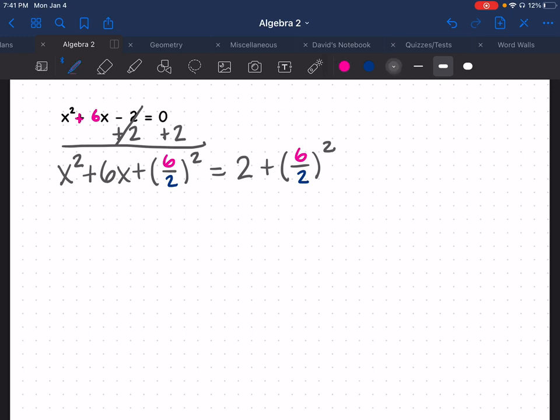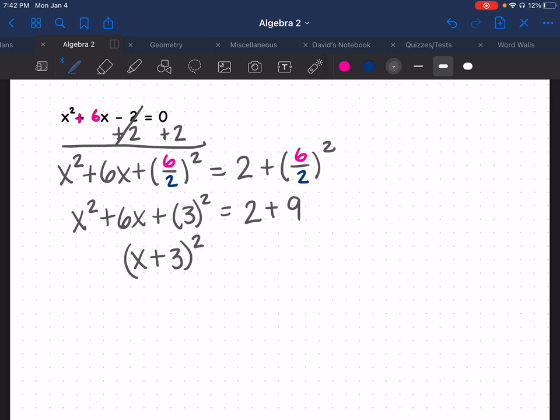All right, so on this side, I have x squared plus 6x plus 3 squared. 6 divided by 2 is 3. And on this side, I'm going to go ahead and do my 3 times 3, which is 9. All right, on the first side, I am already factored. I'm just going to squeeze in my x plus 3 inside my parentheses, and 2 plus 9 is 11. All right, you're going to go ahead and take the square root of both sides, and you're going to go ahead and finish the problem. Good luck.